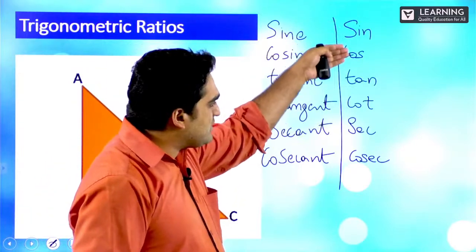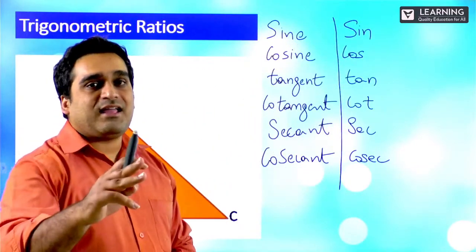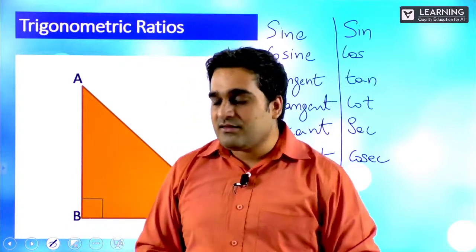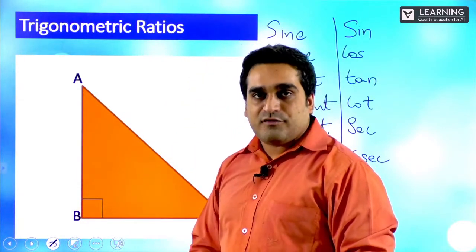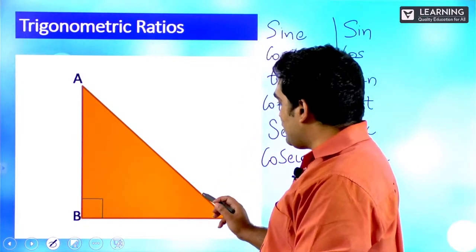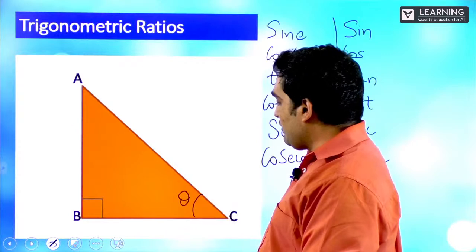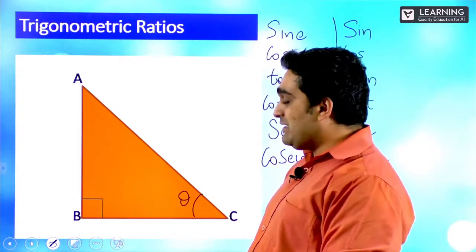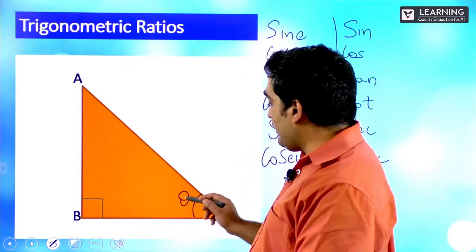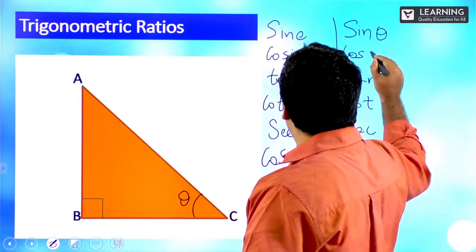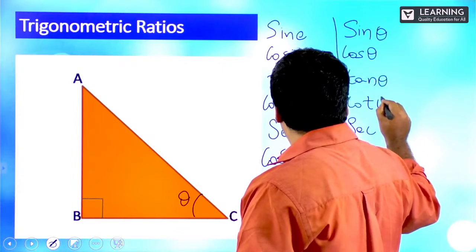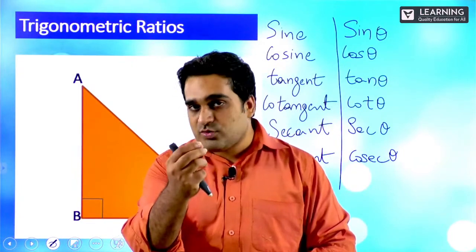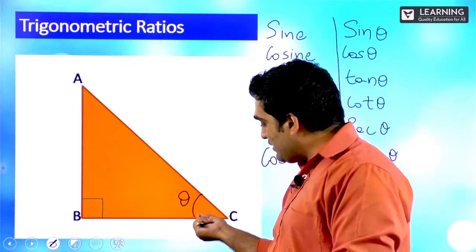Now, what else do these trigonometric ratios need? An angle. We identify each trigonometric ratio with respect to an angle of a right-angled triangle. For this, I will take my angle to be located at C and represent it by the letter theta, a Greek letter. So theta represents the angle. Each trigonometric ratio is identified with respect to a certain angle, and the angle is located here at C.